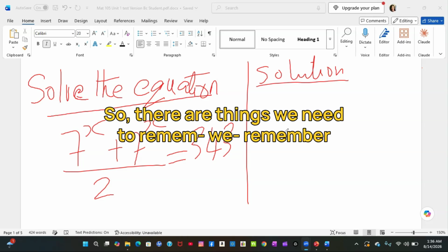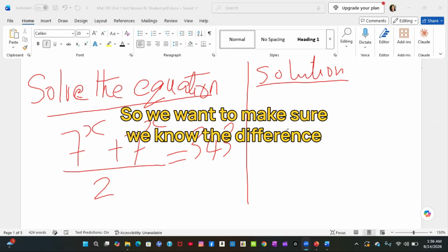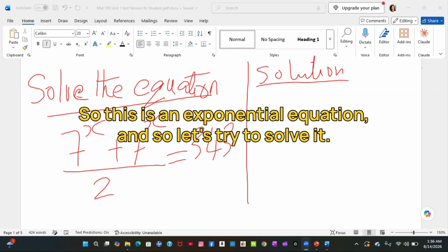So there are things we need to remember before we get into a new class this fall semester. We want to make sure we know the difference between an exponential equation and a linear equation. So this is an exponential equation, and let's try to solve it.